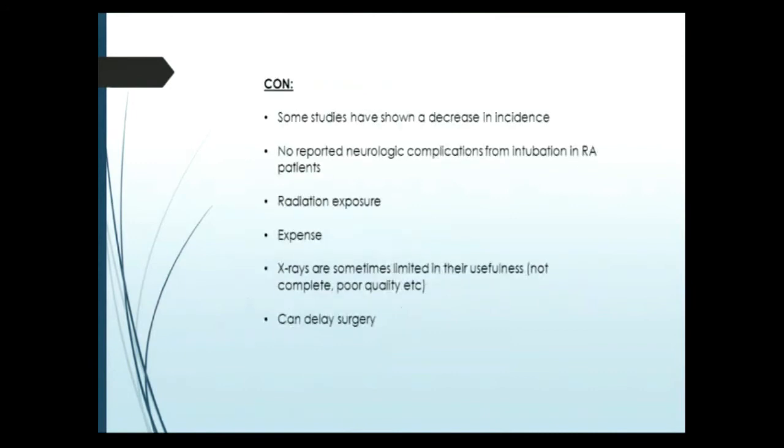The con argument: some studies have shown a decrease in incidence. There's no reported neurologic complications ever in an intubation from a rheumatoid patient. There's radiation exposure for patients, and the expense. The x-rays are sometimes limited in their usefulness. Like I said, we're not ordering all the right x-rays, and when we do, they may not be clear or show what we're looking for.